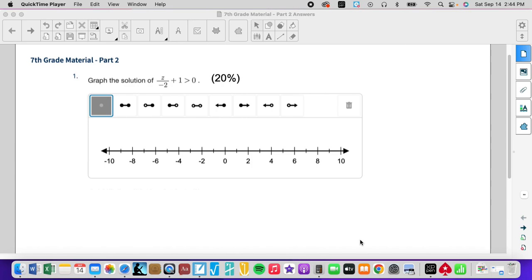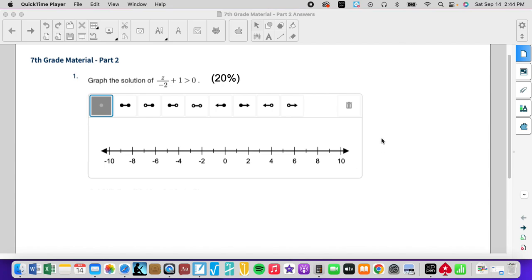Everyone, this is a review of the 7th grade material, part 2. There are 20 questions in this assessment, and we see the percentages up here. That's the percentage of students in the 8th grade that got this question correct. So 20% is not a good ROI, return on our investment. The retention of this question is lacking.